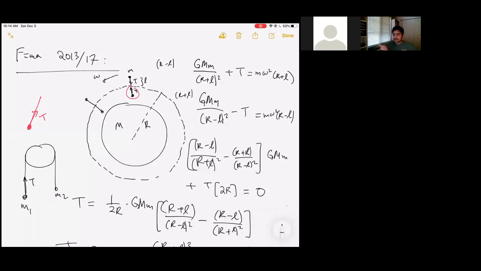So if you think about the string as being stretched, then that's pulling the masses on the ends closer together. That's the force that's being applied. That's why the force directions that I've drawn here correspond to tension, not compression.